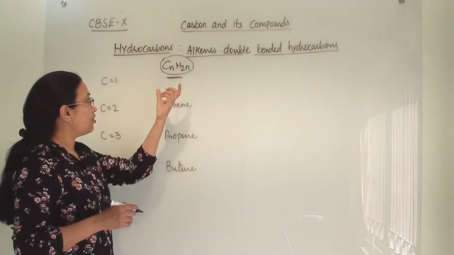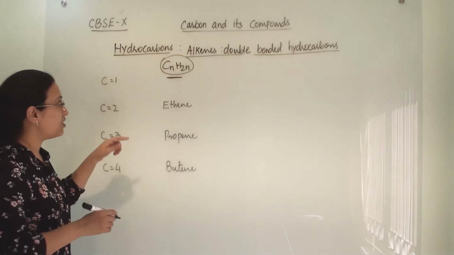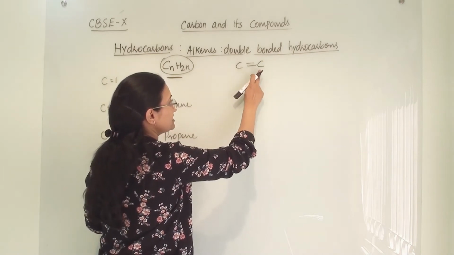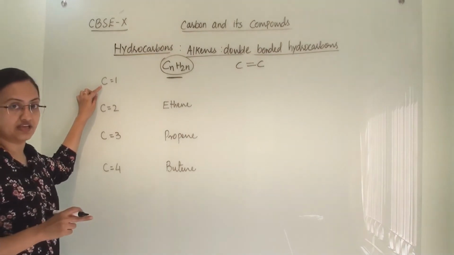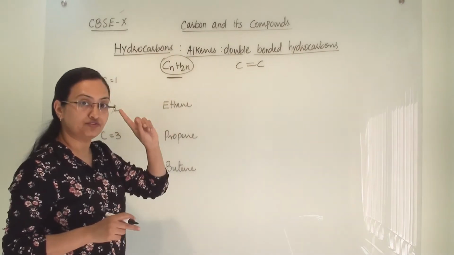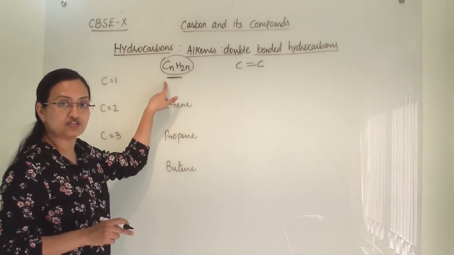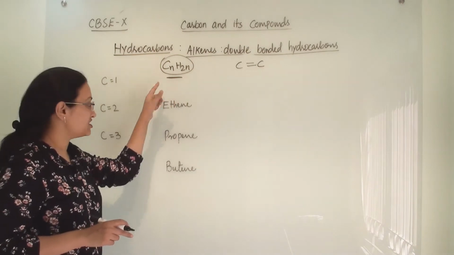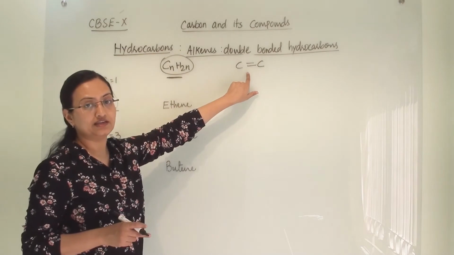Now the first member of the alkene series is ethene and not C equals to 1, because in alkene it starts with a carbon-carbon double bond. Wherever there is a carbon-carbon double bond, that is alkene. But here only one carbon atom is there. So with one carbon atom we cannot show a carbon-carbon double bond. So the first member of the alkene series is ethene, and there is no member with carbon equal to 1 in the alkene series. It starts from carbon equals to 2, because we are showing a carbon-carbon double bond in alkene.